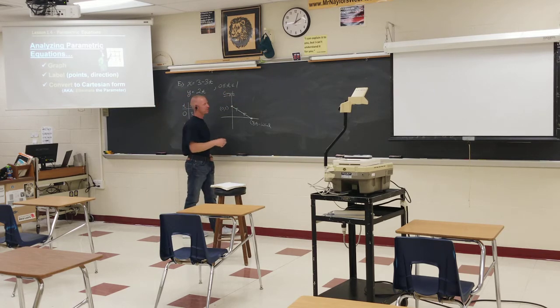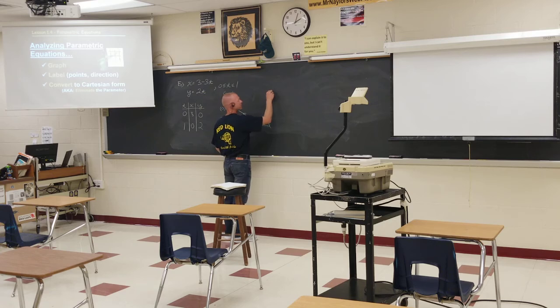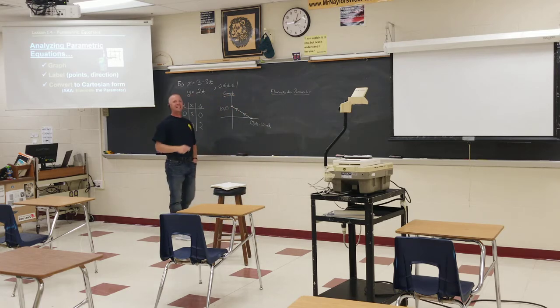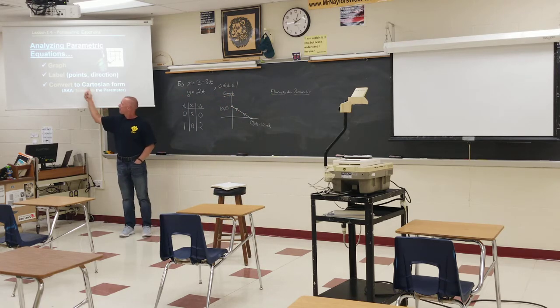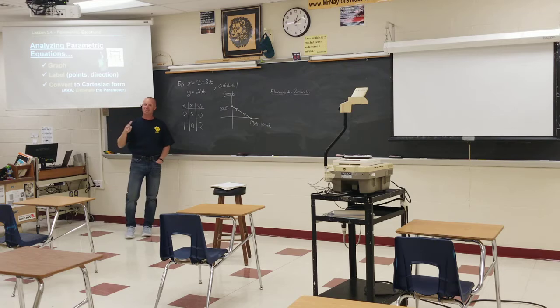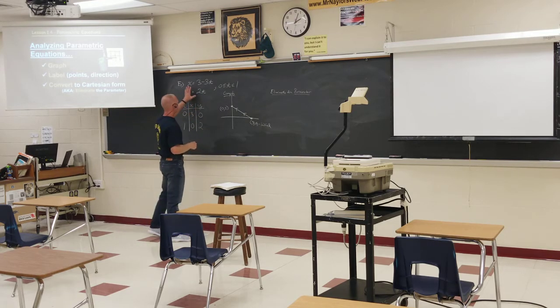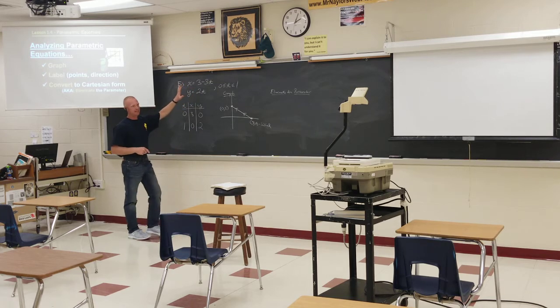It's already labeled. Now what we're going to do is convert, or to use some other language, eliminate the parameter. I just want you to realize that to eliminate the parameter means to get rid of the letter t. And when we get rid of the letter t, we turn the problem into Cartesian. Cartesian is x and y. All right, now, how in the world am I going to get rid of the letter t?